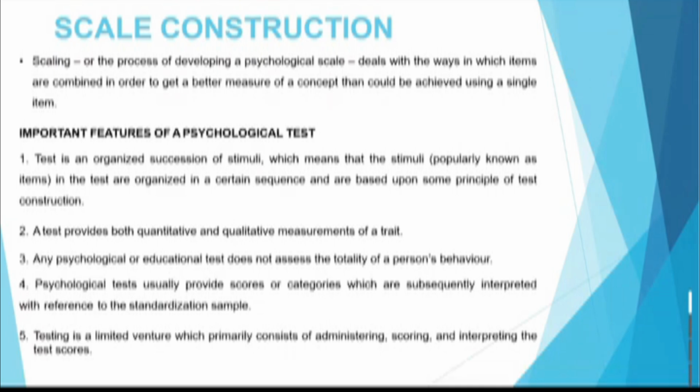That construction process is called scaling. It is the process of developing a psychological scale, which deals with the ways in which the various independent variables, that is, the items we are going to manipulate, are combined in order to get a better measure of the outcome, the dependent variable we are studying. That process is called scaling.